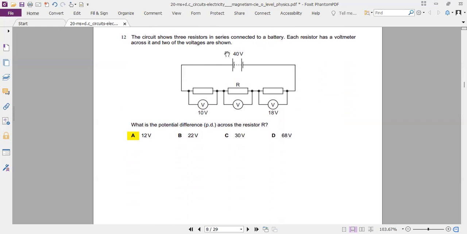And this one, another tricky question, but very quick, very simple. Look at the total voltage and look at the resistors connected in series. Their potential differences should sum equal to 40. V is unknown. 40 minus 18 minus 10 gives you 12 volts. So V will be 12.